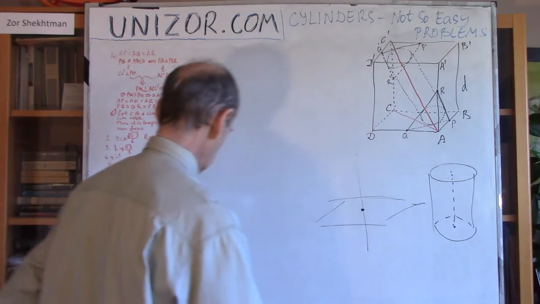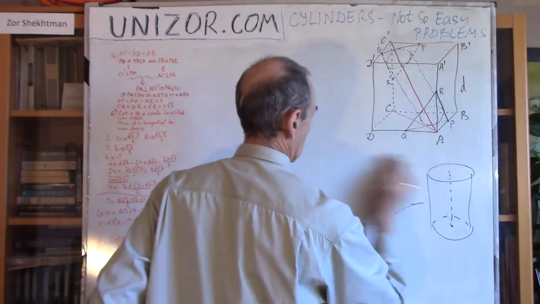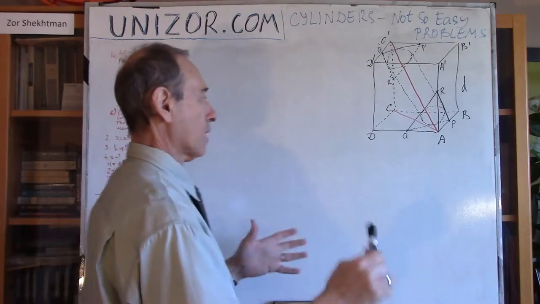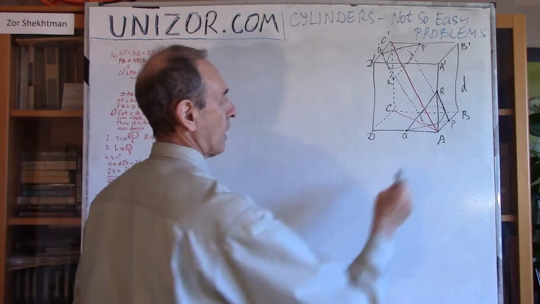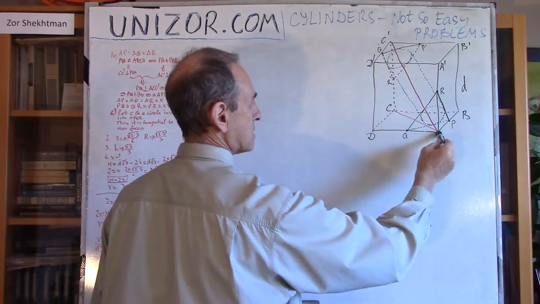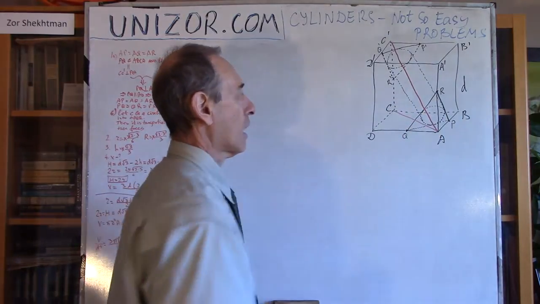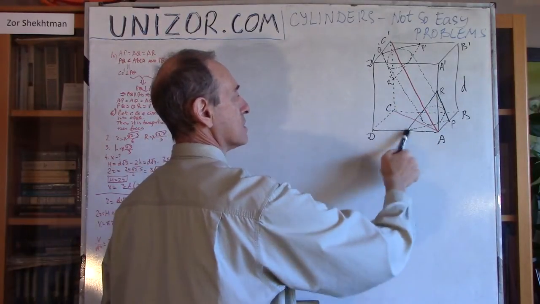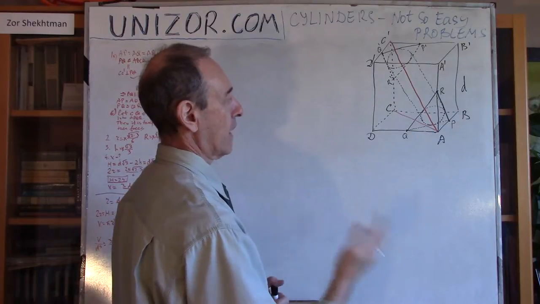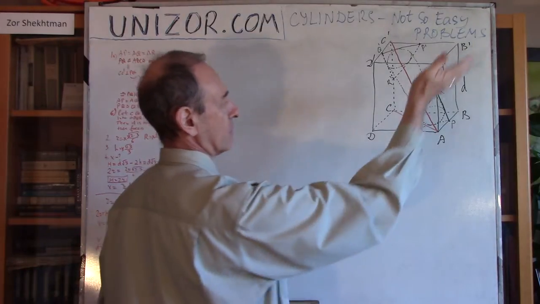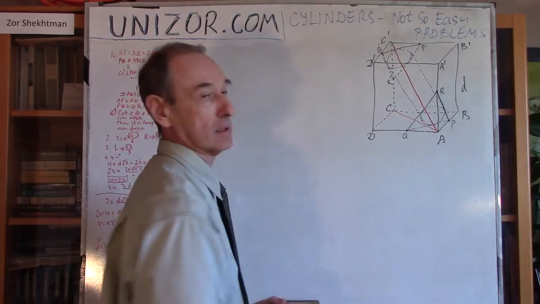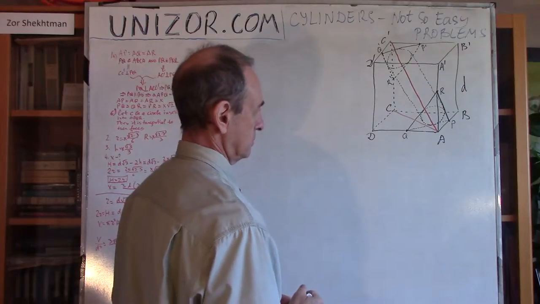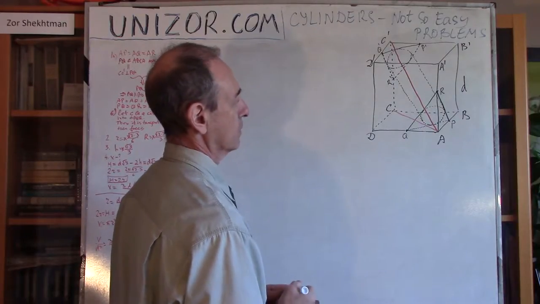All right, let's try to implement it. Okay, so problem number one is I would like to prove that these three segments, AP and AQ and AR, are equal to each other if PQR is a triangle which is formed by intersection of the plane perpendicular to the main diagonal. Okay, how can I prove that? Well, I'll do it the following way.